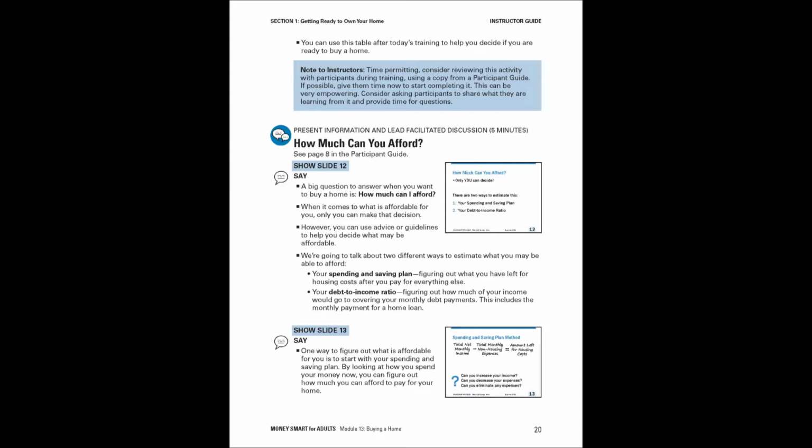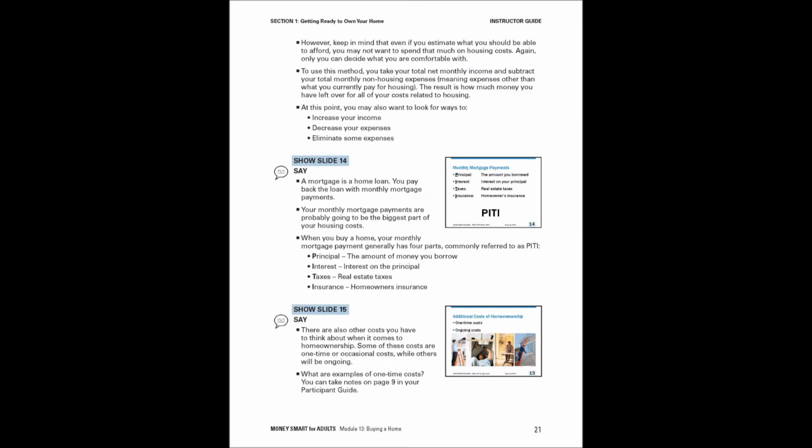Now, of course, there are rules of thumb out there to determine different things and different scenarios, but what we want to do here in this training, we're having our participants actually think about the question and then really consider if this is really a good decision for them. Now, there are multiple ways that you can think about helping people to estimate whether or not they can afford. There's a spending and savings plan method or the debt to income ratio method. You're going to walk them through those here. And so the next few slides go into this more specifically.